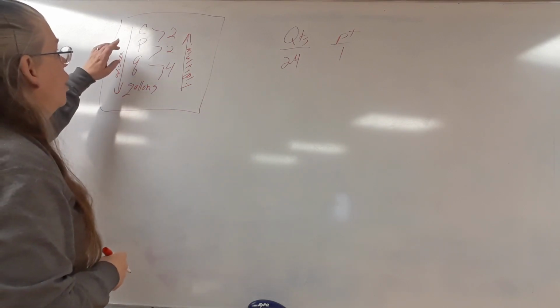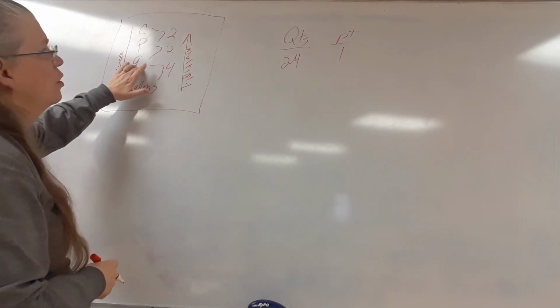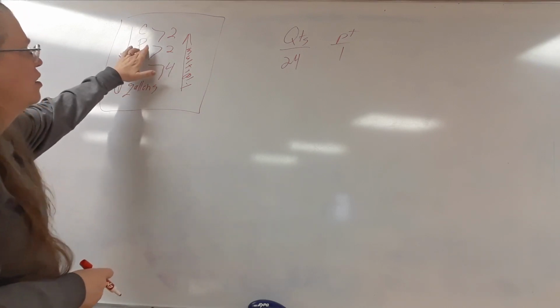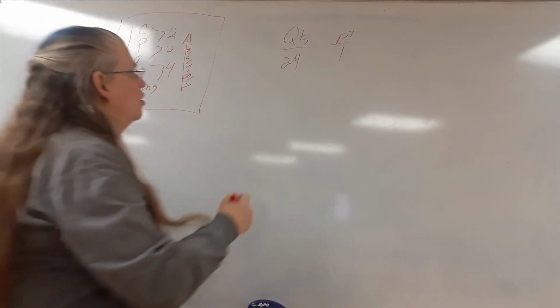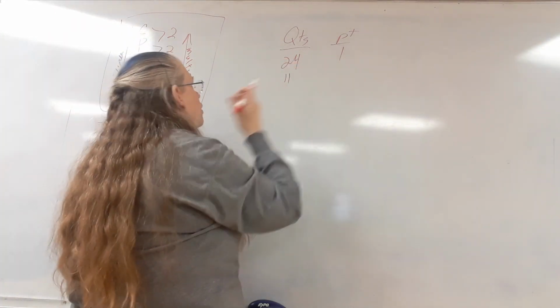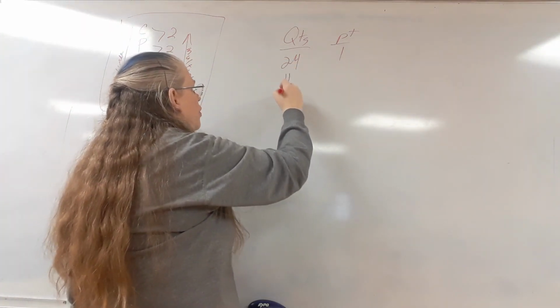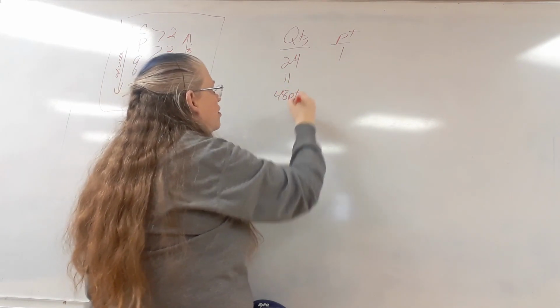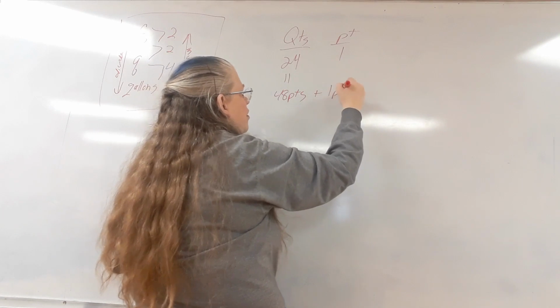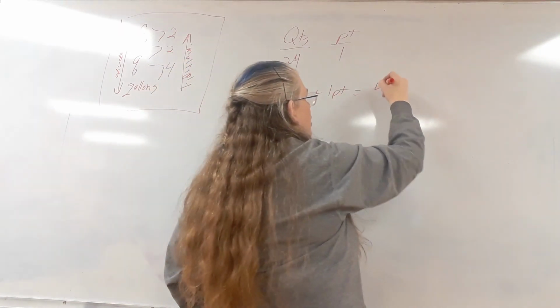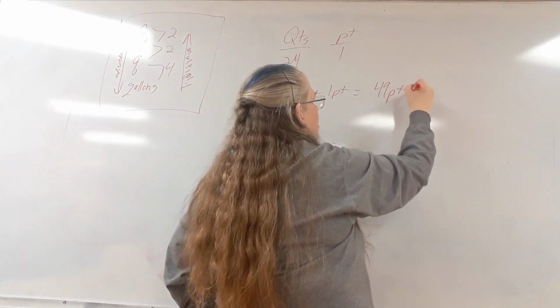All right, so we're going from 24 quarts to pints. So we're multiplying by 2. So what we have here, 24 quarts equals 48 pints. Plus this pint means that in a week they drink 49 pints.